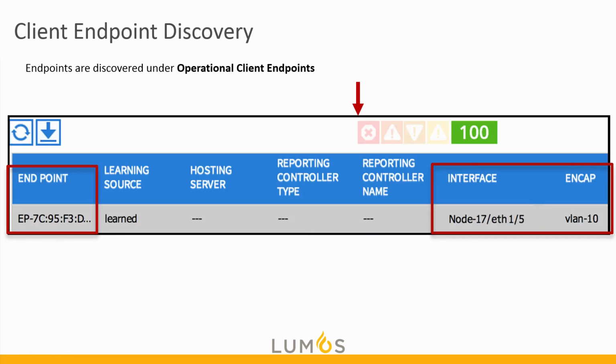And then under the EPG, under the Operational tab, and then under the Client Endpoints tab, we would see the learned MAC addresses. And for learning source, we would only see learned. Even if it's a VMM, we would never see VMM, just like if we were doing pre-provisioning.